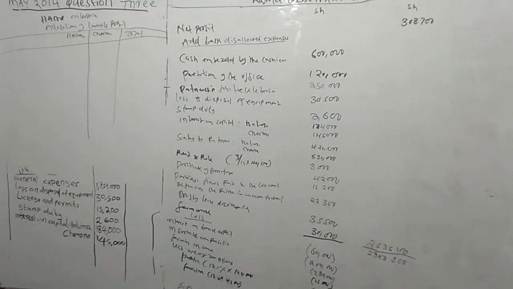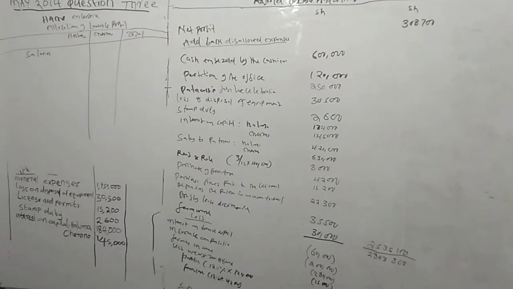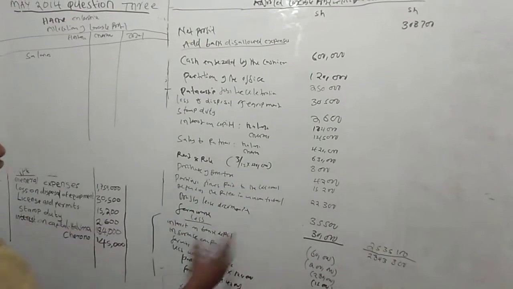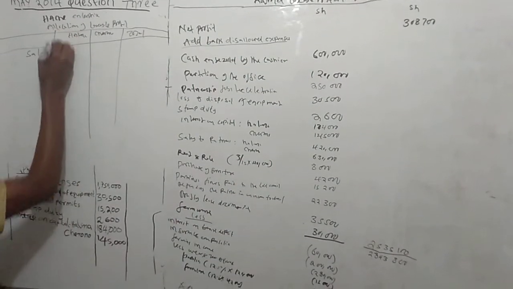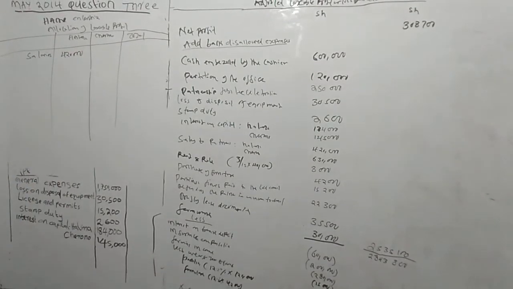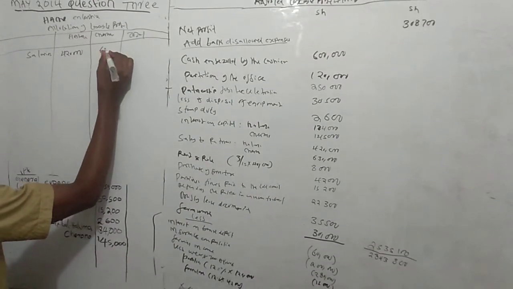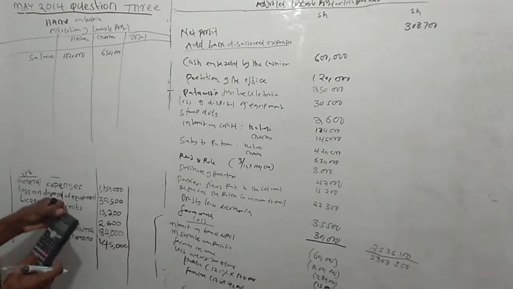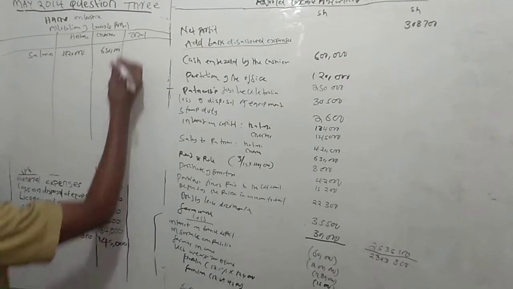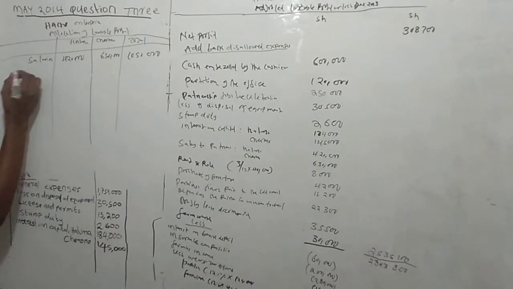So salaries, let me begin with salaries. Salary for Halima is 420,000. Salary for Sherono is 140. 630,000. If I add 630 plus 420, I'm getting 1,050,000.